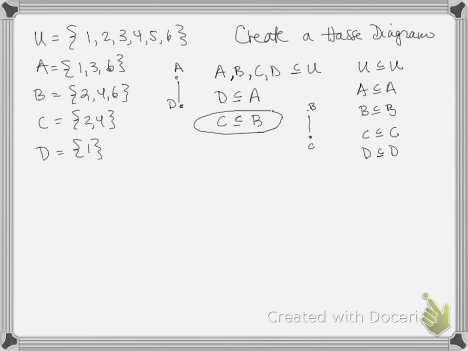So now I'm going to put these together. Because C and D are not related to each other, I'm going to put them on the same level. And they are both related upward. D is related to A, C is related to B. And then both A and B are contained in U.